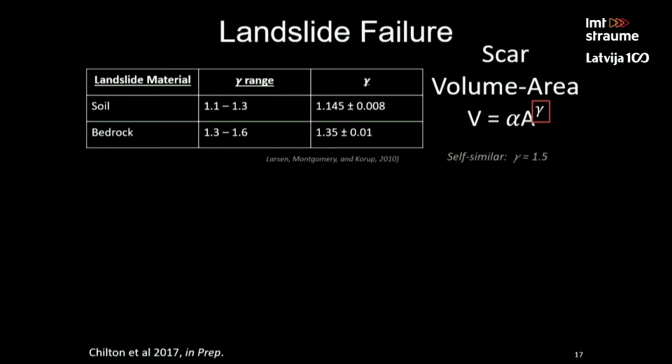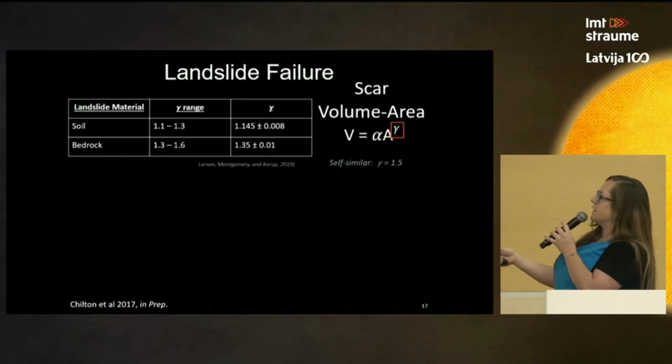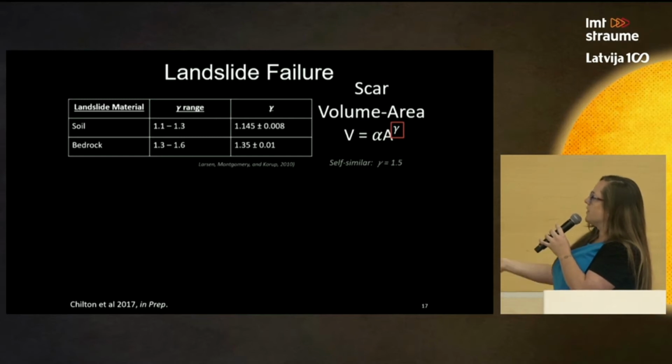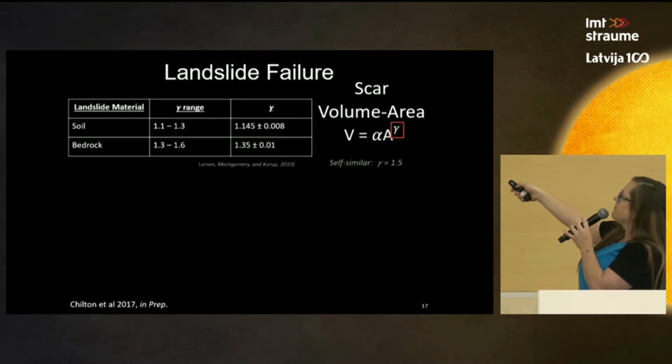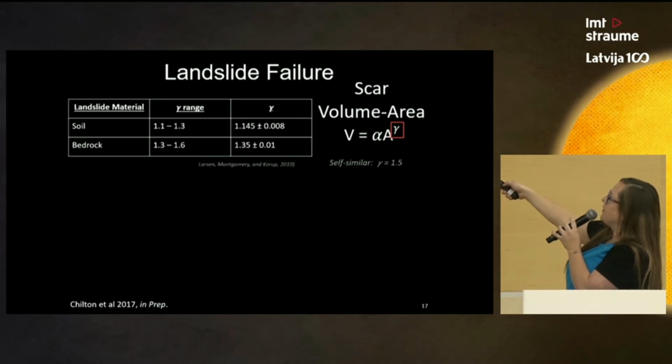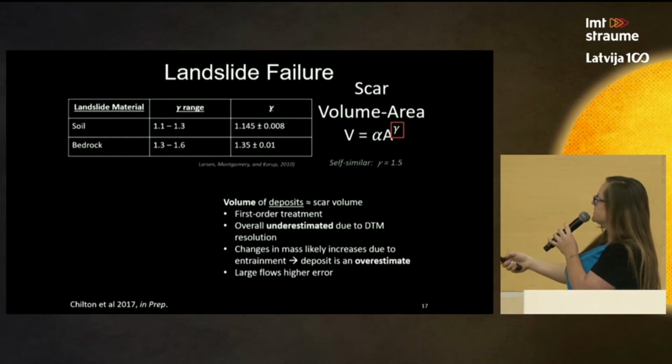In terrestrial landslides, it's been observed that there's a statistical difference between soil type or shallower landslides and bedrock type or deeper failing landslides. Those are observed in the field, and they give two different values of this parameter called gamma. What gamma does is relate the volume of the landslide scar to its area. So it gives us a physical separation of different types of landslides.